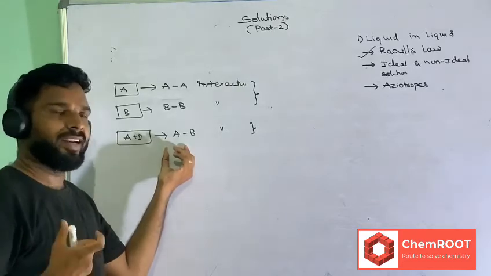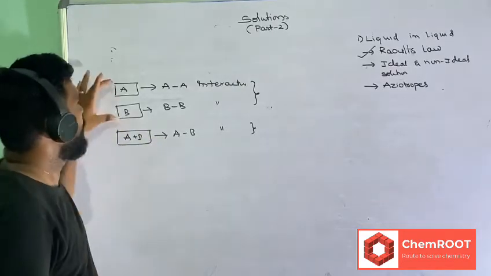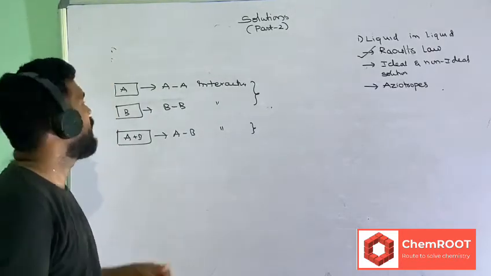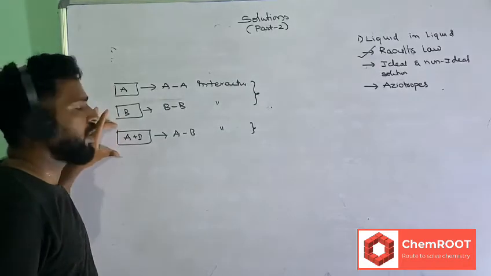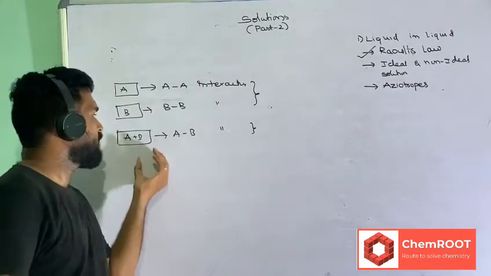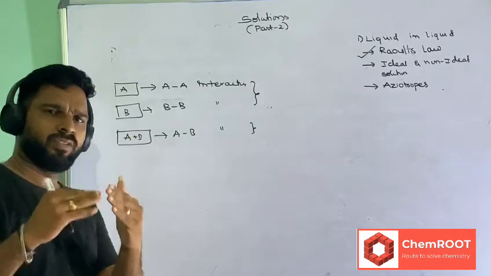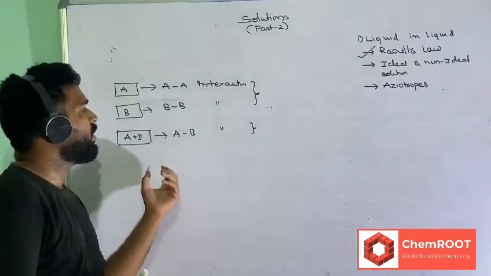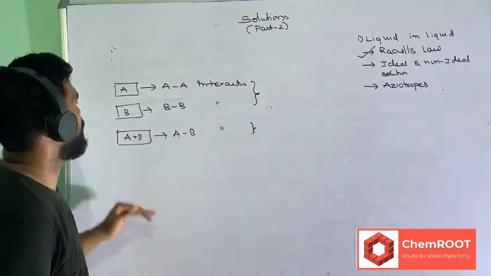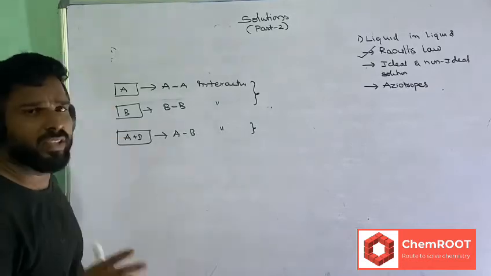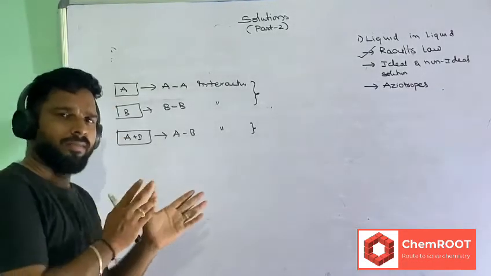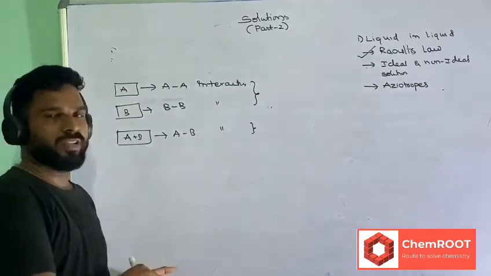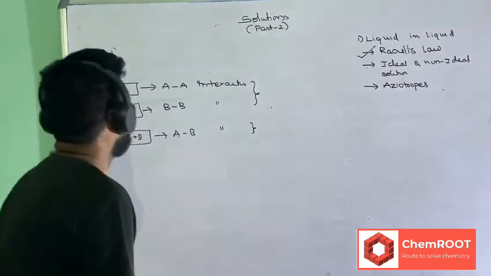So we consider it a non-ideal solution with a positive deviation when initial interactions are strong and final interactions are weak. If it is the opposite, initial interactions are weak and final interactions are strong, then strong final interactions mean vapor pressure will be less. So that shows a negative deviation. Okay, so non-ideal solution with a negative deviation we are getting. In this way solutions are divided into three types. First, ideal and non-ideal. In the non-ideal case, we have positive deviation and negative deviation.